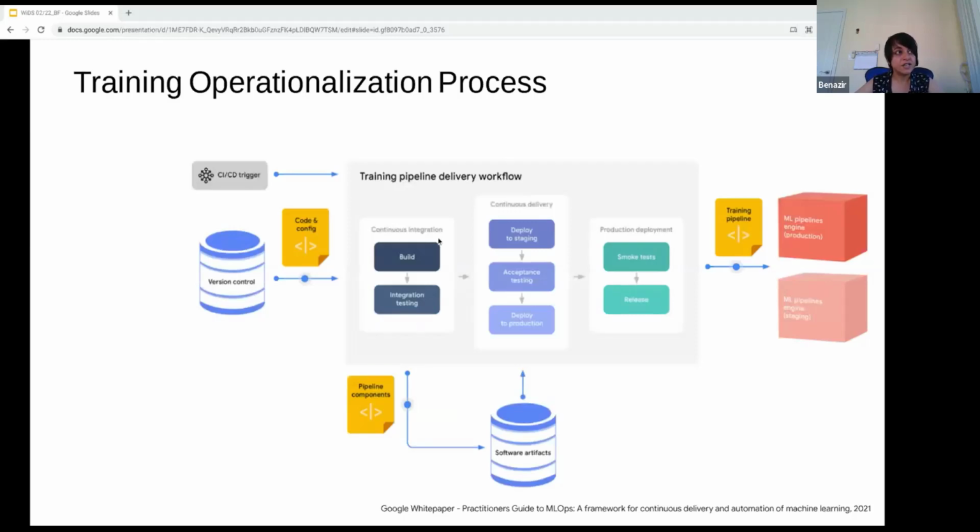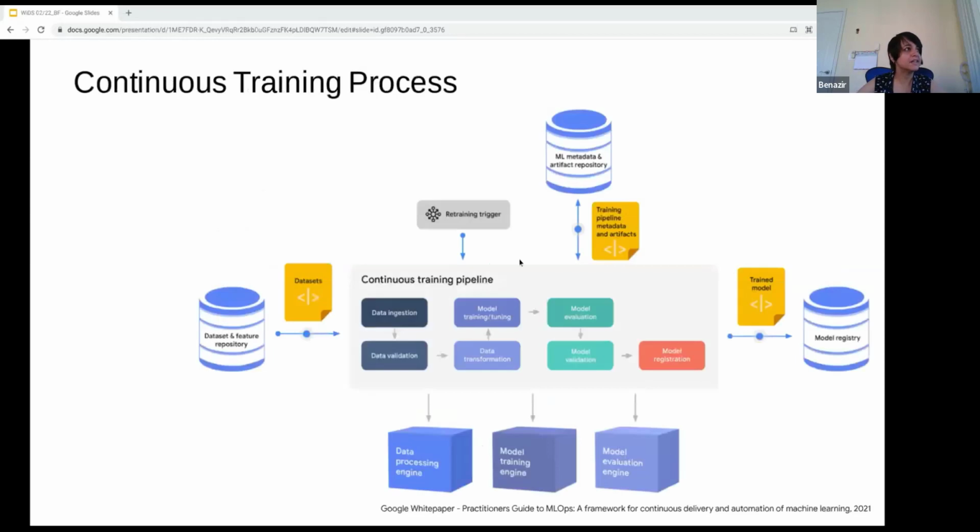So in the continuous integration stage, your source code is unit tested, and you build a training pipeline. And this training pipeline, I think this is the third step, talks about the training. So when I say training pipeline, these pipelines are composed of modules.